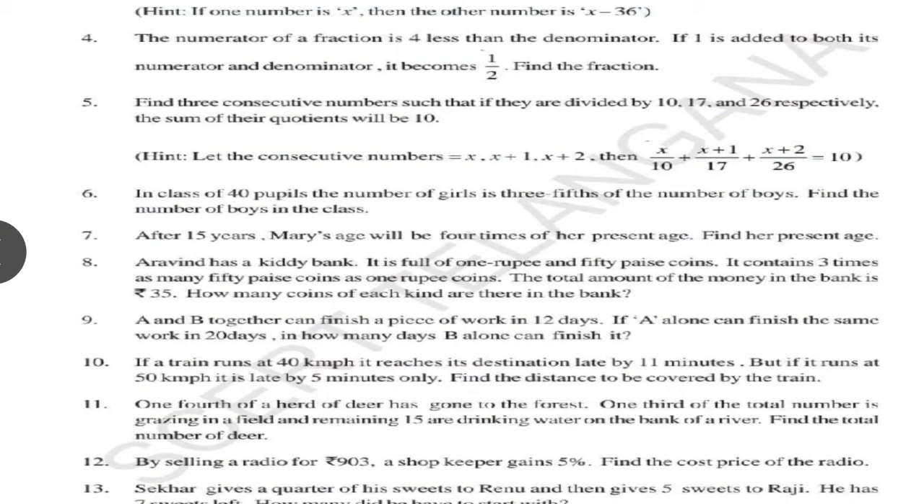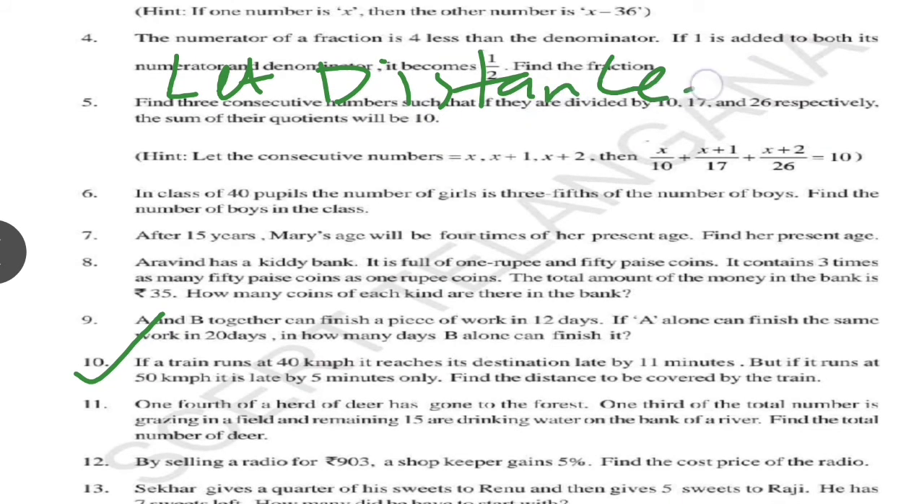Next question, the 10th one. If a train runs at 40 km/h, it reaches its destination late by 11 minutes. But if it runs at 50 km/h, it is late by 5 minutes only. See here, in the two situations, the time is late, 11 minutes and 5 minutes. Find the distance to be covered by the train. So what I am doing, let the distance equal x kilometers.